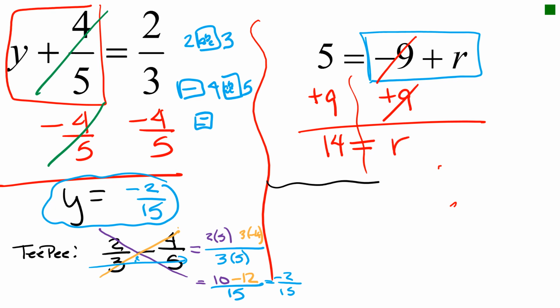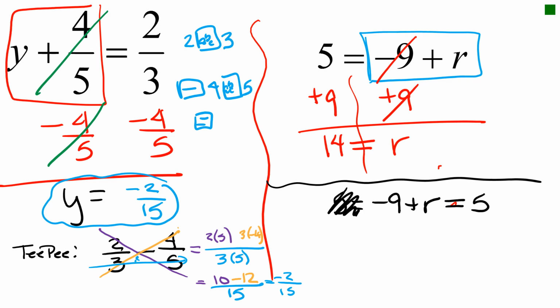Now, if you don't like that, you can start with this and you can say, ooh, icky, I don't like that 5 on that side. Put your equals 5 and just cross this out. Then you're back to what looks normal for those of us that like our variable on the left.